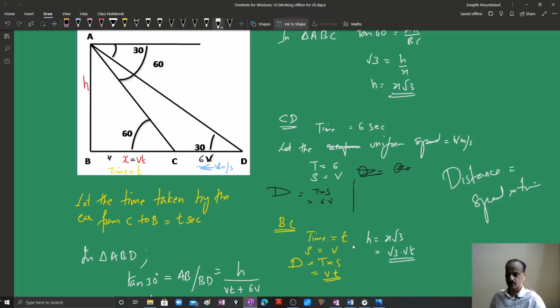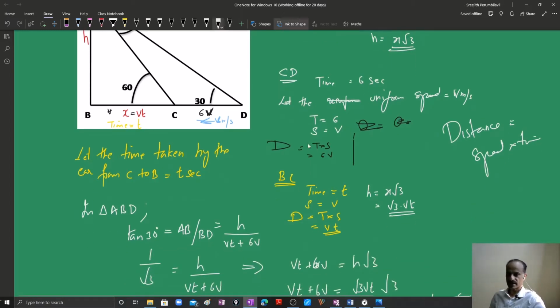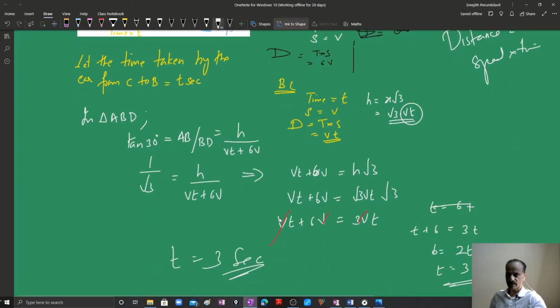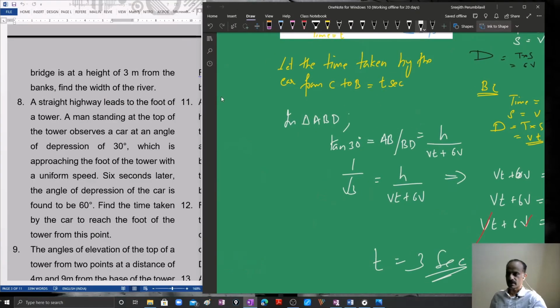Using the same concept, the distance is equal to Vt. Substituting into h is equal to x root 3, where x is Vt, we get h is equal to root 3 times Vt. Then taking the larger triangle, opposite side by adjacent side, that is h divided by Vt plus 6V. Substitute, cross multiply, and simplify. V is common, so V cancels. The remaining is t is equal to 3 seconds. Okay. Next question.